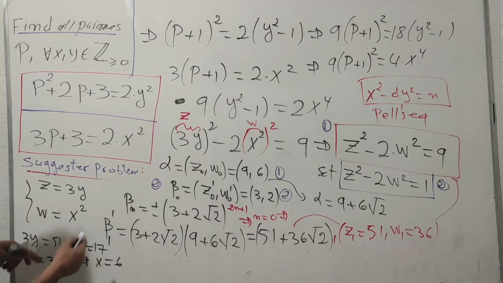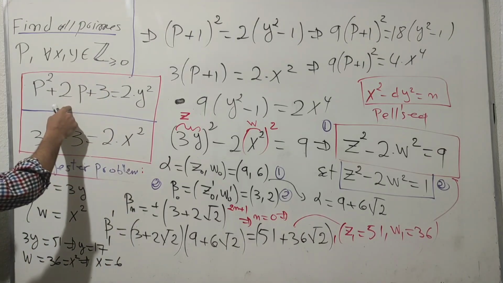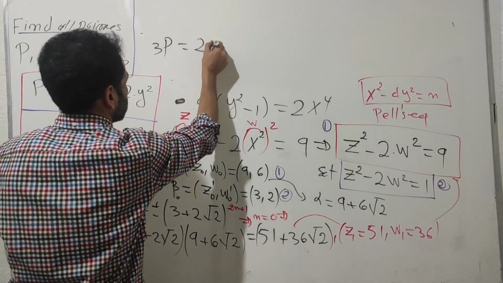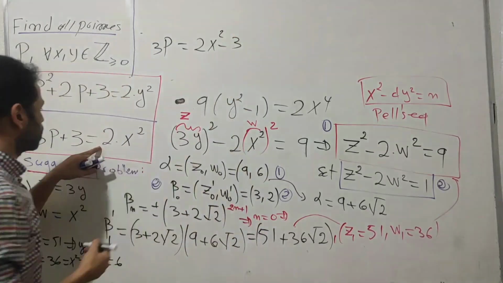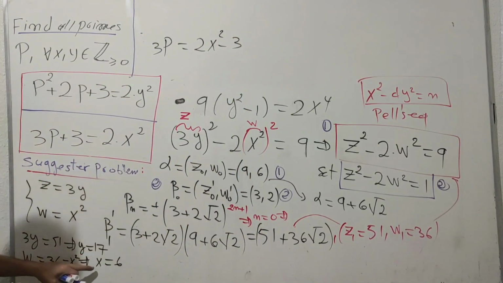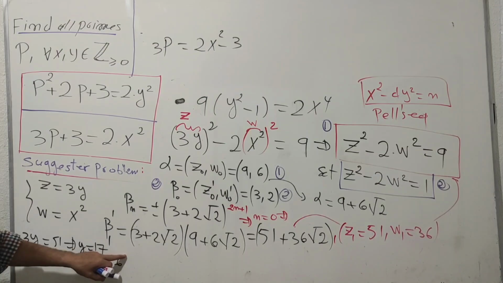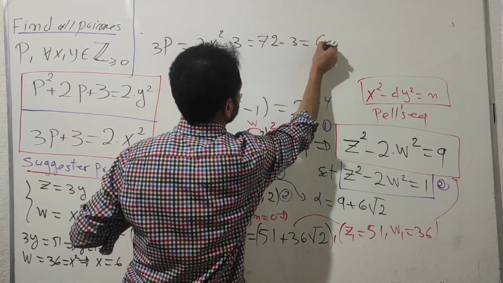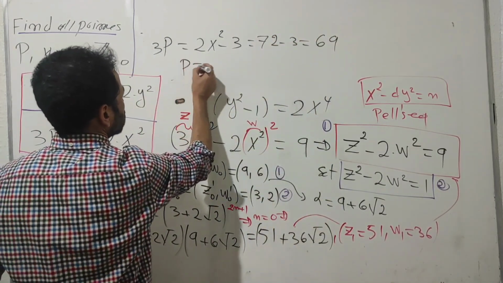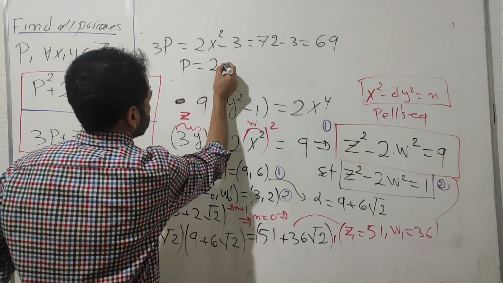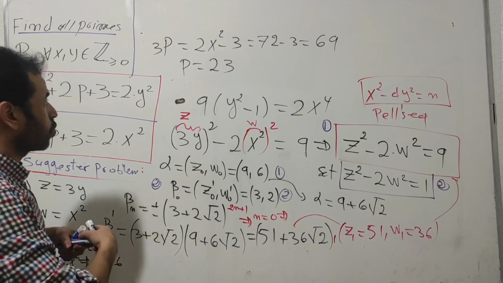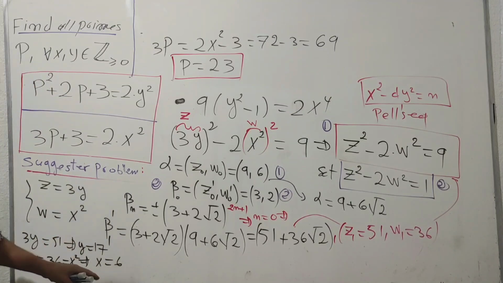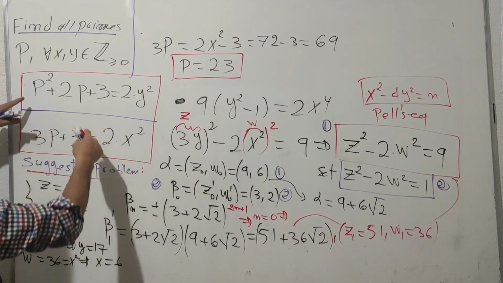Now we are simply going to plug into either equation to find the prime p. P equals 2x squared minus 3, as I'm taking this number 3 to the right side. So replace the x with 6, you get 36. 36 multiplied by 2 is 72. 72 minus 3 is clearly 69. So we get p by dividing 69 by 3, giving us 23. Now we found one prime, the smallest prime for this equation. It's more simple. The same thing if you replace y with 17 here, you will find the same value, p equals 23.